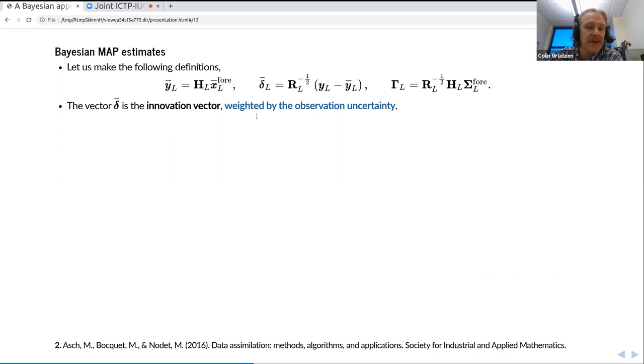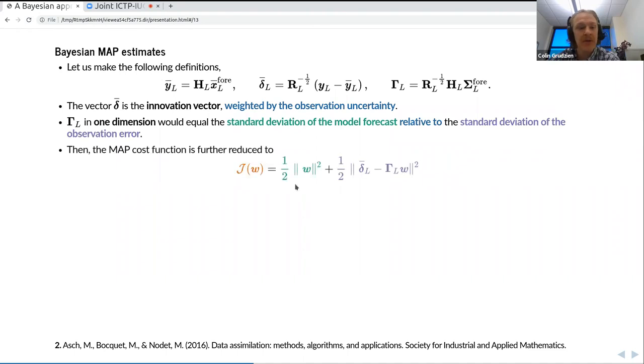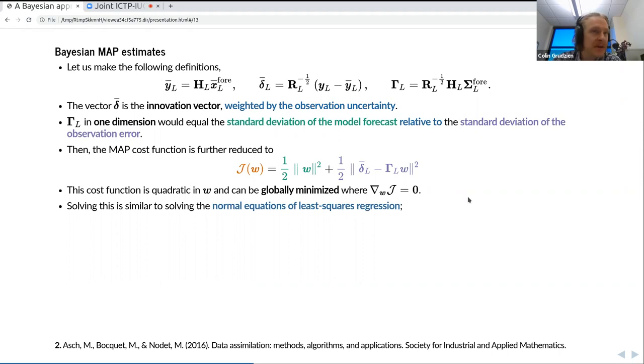This is an innovation vector weighted by the observation uncertainty. And this gamma over here, in one dimension, would represent the standard deviation of the model forecast relative to the standard deviation of the model error. We can now reduce this into a weight space cost function, in just the standard Euclidean norm squared, where this is quadratic in the weights, and so it's globally minimized at the critical points. That is, when the gradient with respect to the weights is equal to 0. And so solving this is extremely similar to the normal equations of least squares regression.